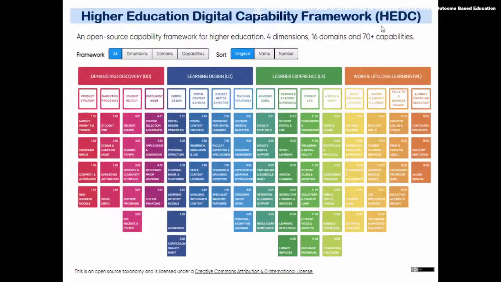This is a slide which shows the dimensions of the higher education digital capability framework. It is a Creative Commons slide; you can go onto the net and search for it. It has 70 capabilities in the digital domain, 16 domains, and 4 dimensions. I will read out the dimensions: demand and discovery, learning design, learner experience, and work and lifelong learning.